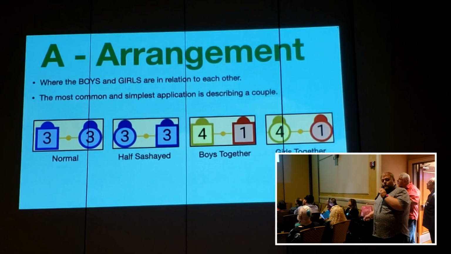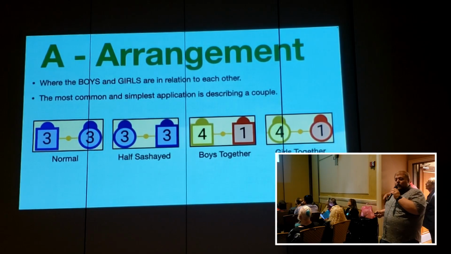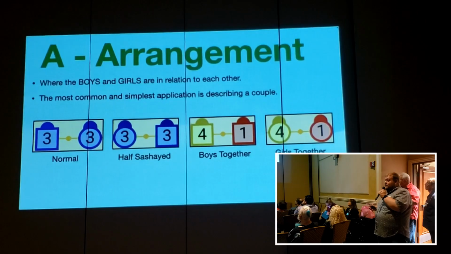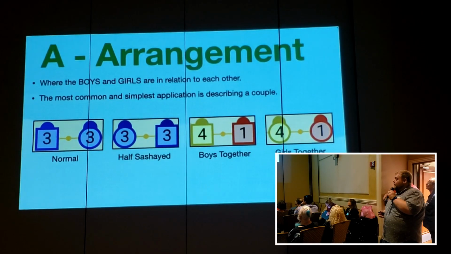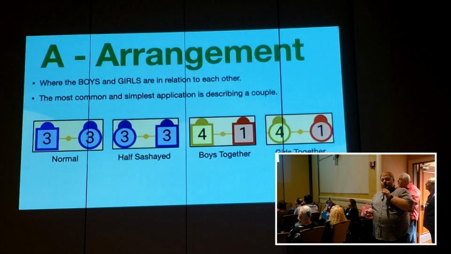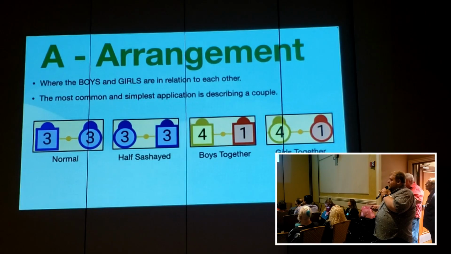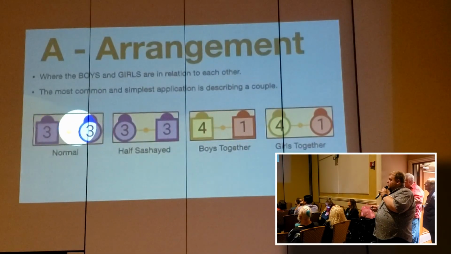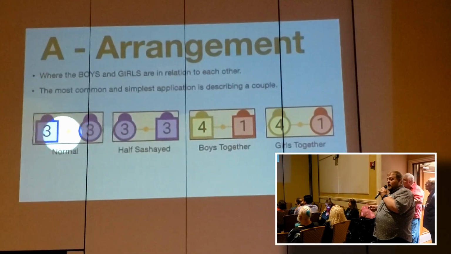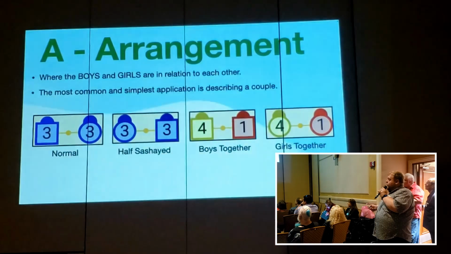Arrangement. So our formation boxes didn't have gender. Arrangement's where you bring gender into it and say, this is where the boys and girls are in relationship to each other. The simplest way to say this is normal or half sashayed. So if the boy's on the left, the girl's on the right, and they're a facing couple, or they're in a couple situation, we call that normal.